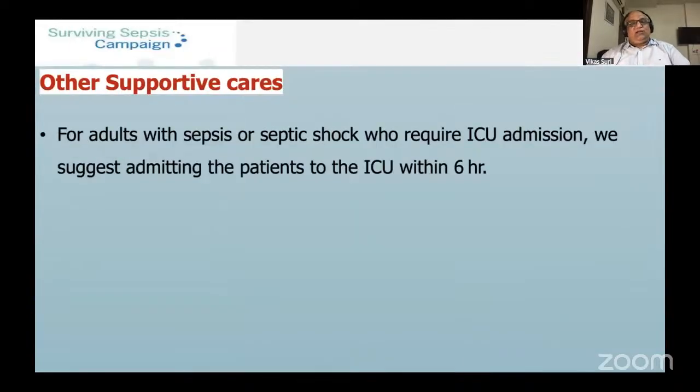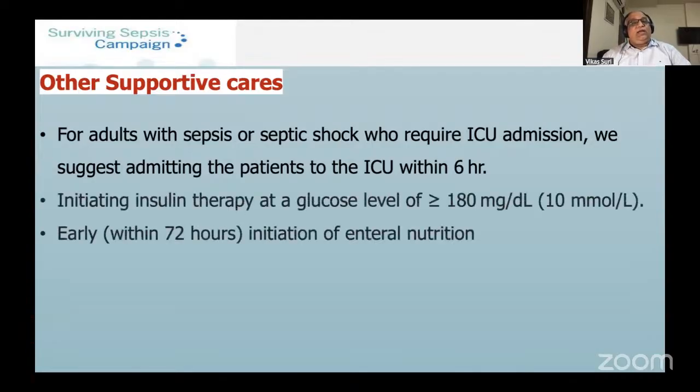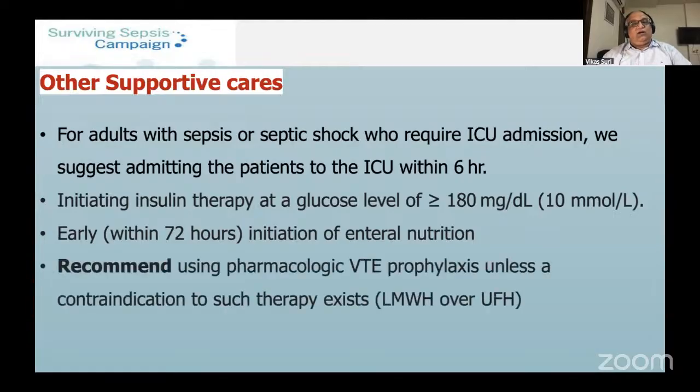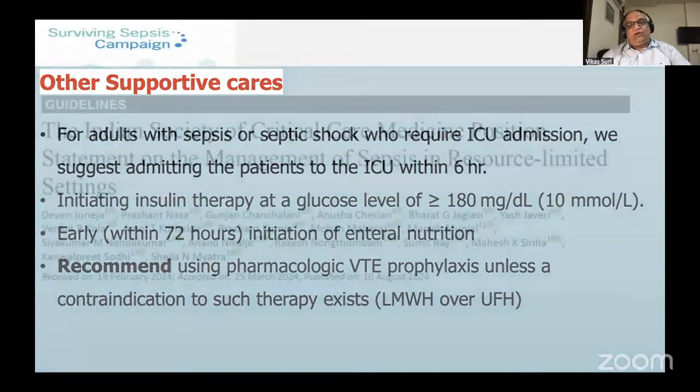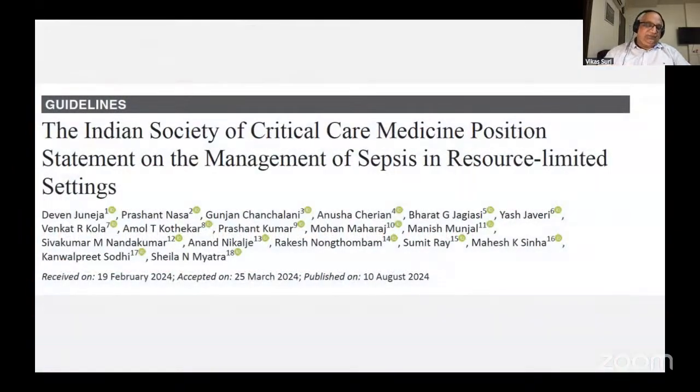Other supportive measures: ICU admission for all sicker patients as soon as possible. Initiating insulin therapy at a glucose level of 180 is still controversial. Many studies have shown a lower glucose level may have some mortality benefits. Early initiation of enteral nutrition, use of VTE prophylaxis unless there is a contraindication, and low molecular weight heparins are preferred over the conventional heparins. So this was a nutshell about the various Surviving Sepsis Campaign guidelines.